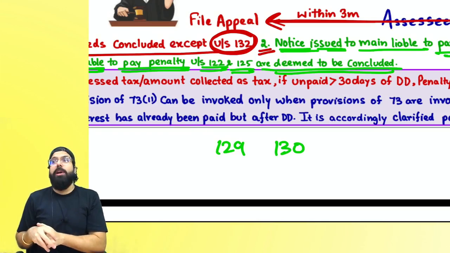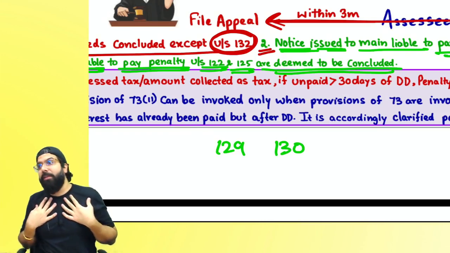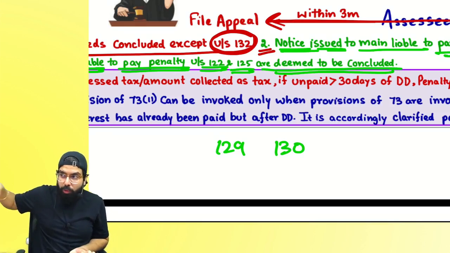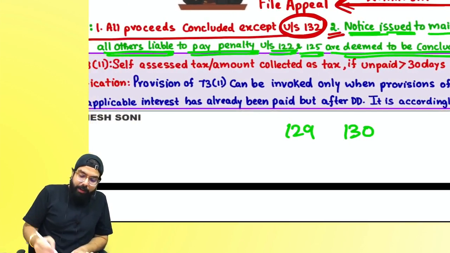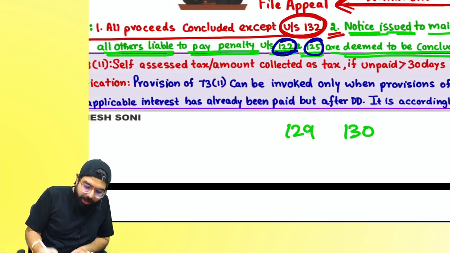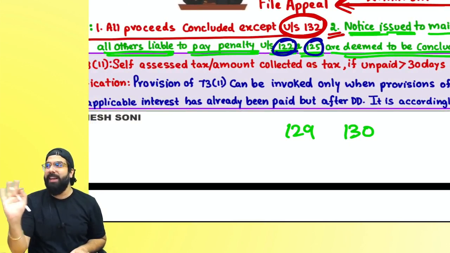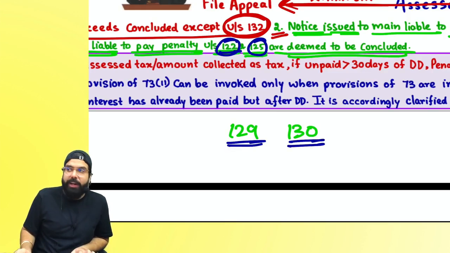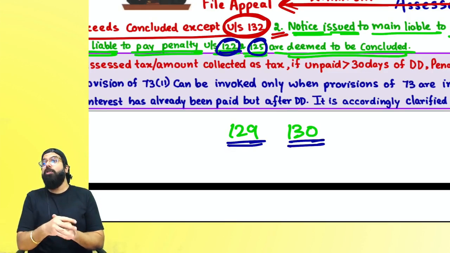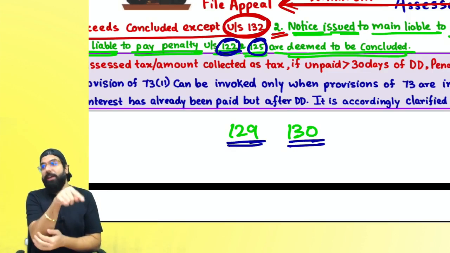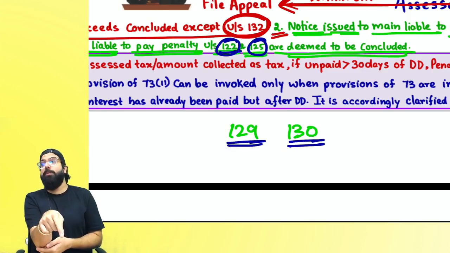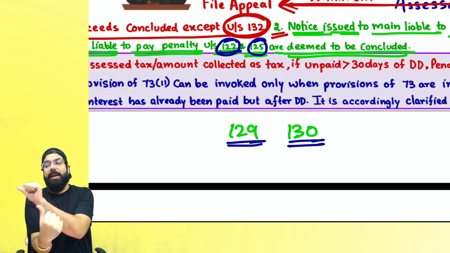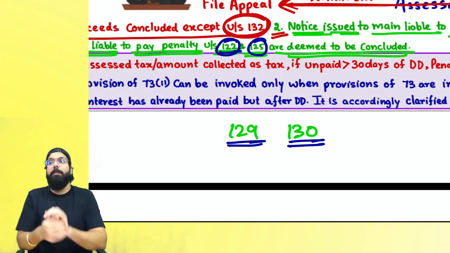But now what they have told is, if the proceedings on the main person are concluded, then on the additional people to whom notice has been given, section number 122 and 125 proceedings might be concluded, that is general penalty proceedings, but 129 and 130 proceedings will not. 129 is talking about detention and seizure of goods and conveyance, and 130 talks about confiscation. 129 and 130 proceedings against the additional people will not be concluded.